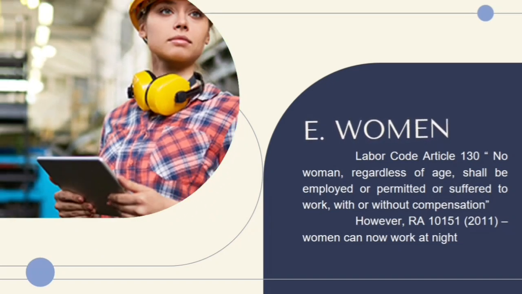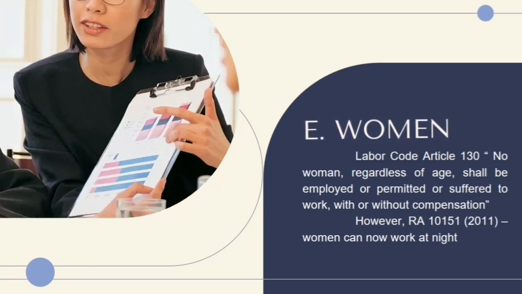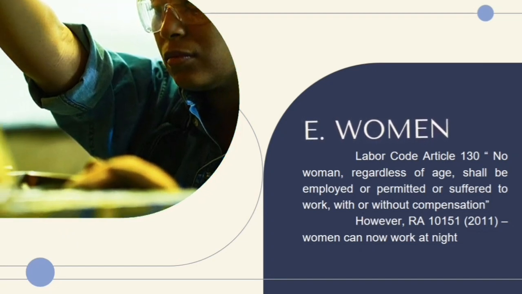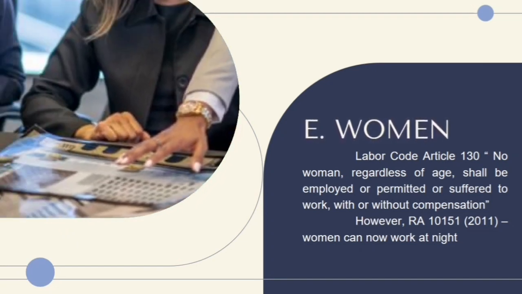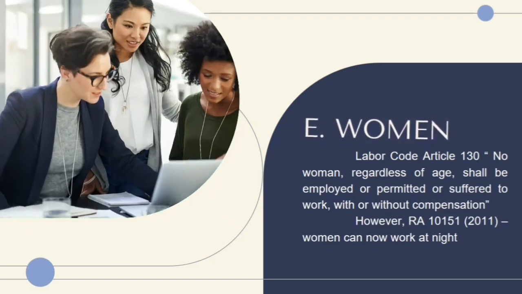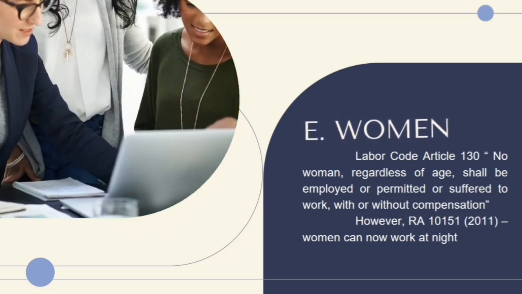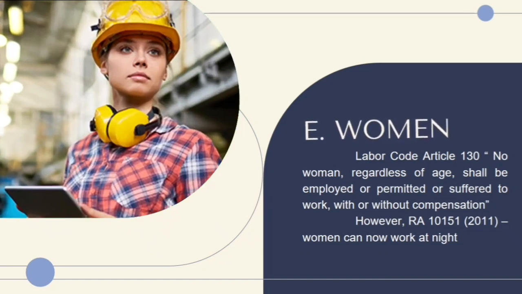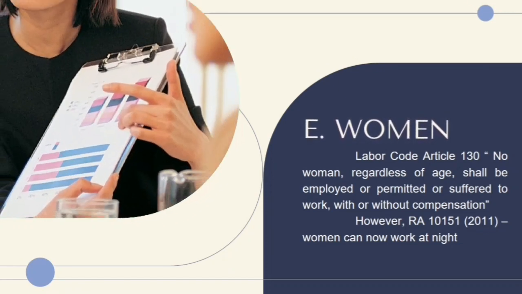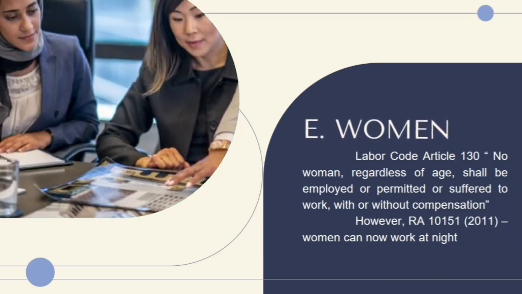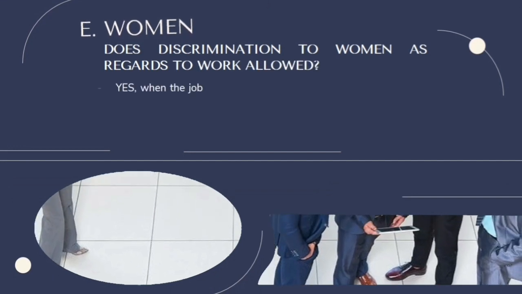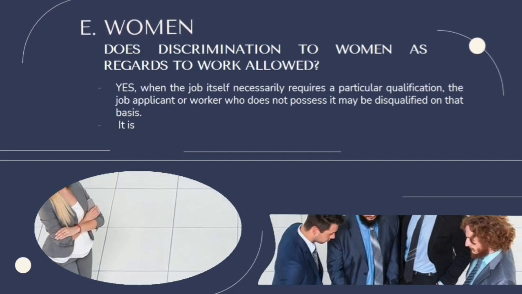So with this, in industrial, whether commercial and non-commercial, undertaking or branch thereof, between 10 p.m. to 6 a.m. the following day. But the woman should be given a period of rest of not less than 9 consecutive hours. And of course, there should be established separate toilet rooms for men and women. Now, my question, class, is: is discrimination against women as regards work allowed?